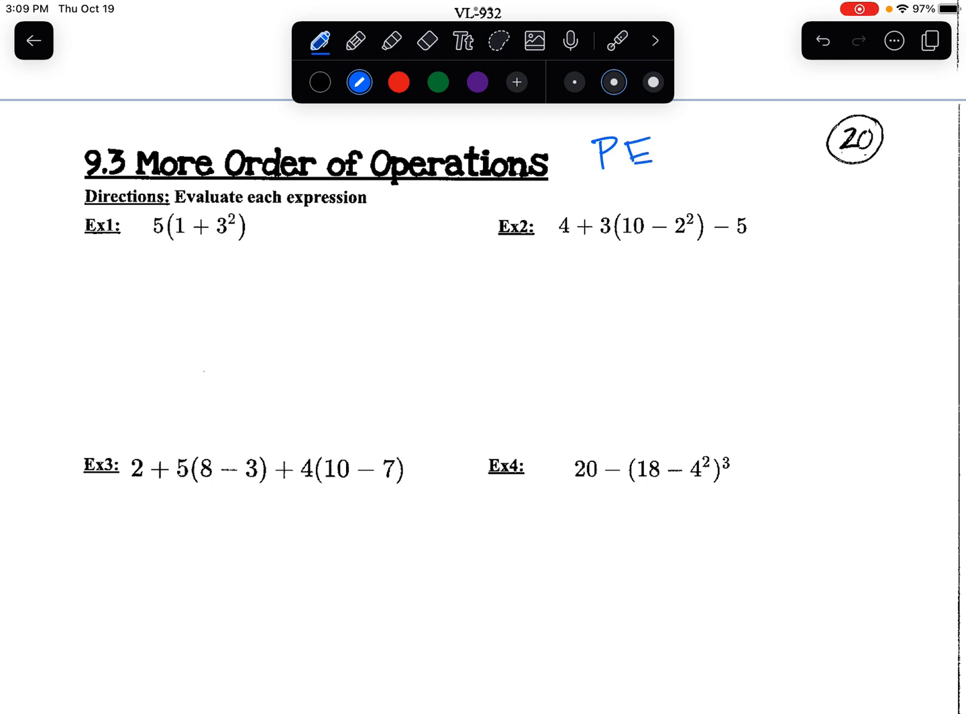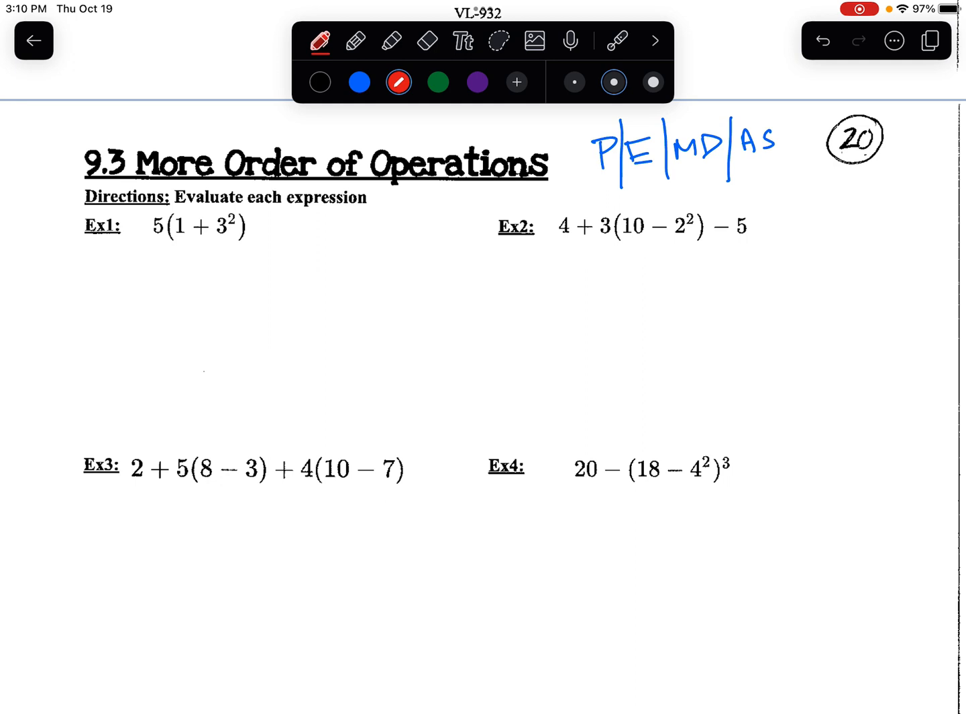PEMDAS. We have parentheses, then exponents, then multiplication, division, and then addition, subtraction goes last. So if you have multiplication or division, you don't always multiply first. Sometimes you will divide first because they're both equally important, and you break that tie. You decide which one goes first by looking at what's furthest on the left. So you basically go from left to right.